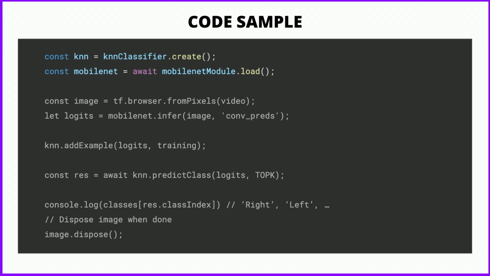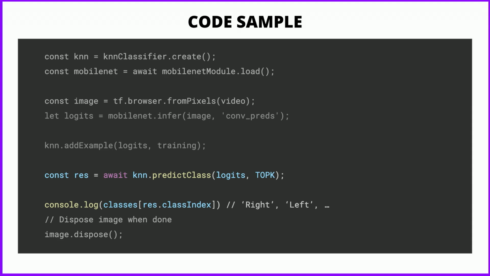Once you've imported everything, you create your classifier, you load your module, and you do the same as before, where we look at the pixels from the camera, and you merge all of the new samples with the MobileNet module that you imported before. Then you give all of this to the k-nearest neighbor, you add the examples, and you call the predictClass method on the k-nearest neighbor with all of this new data. So the data from the model that you loaded and your new sample data.